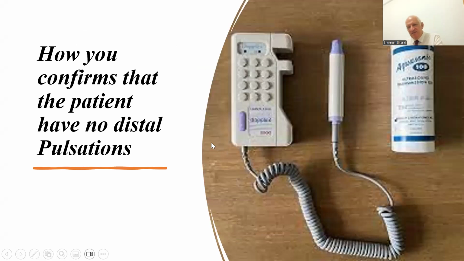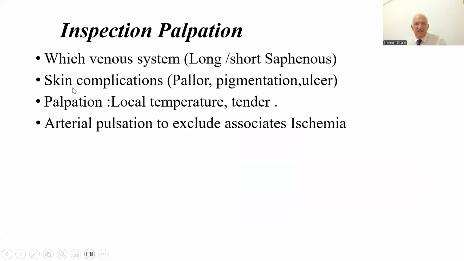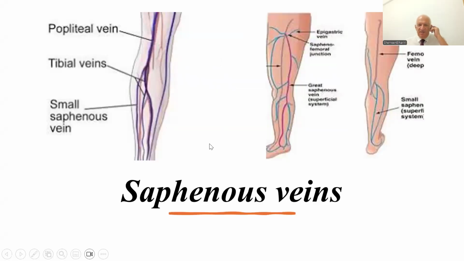Okay, this is the handheld Doppler. We come back to it again. First, you are looking at which venous system, long or short saphenous. After that, skin complications like pigmentation, ulcer or pallor. Palpation: sometimes they have tenderness along the vein due to superficial thrombophlebitis. It is important in examining any limb to also test the arterial pulsation, as there may be associated ischemia.